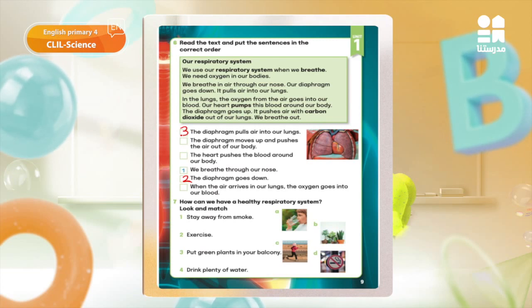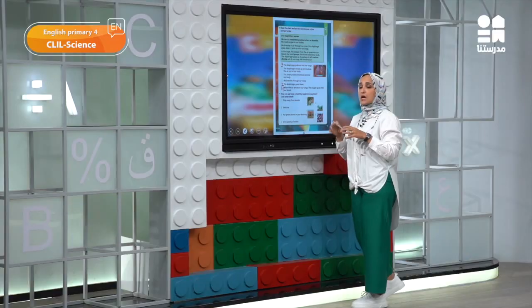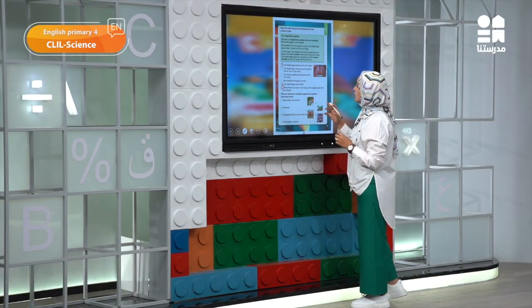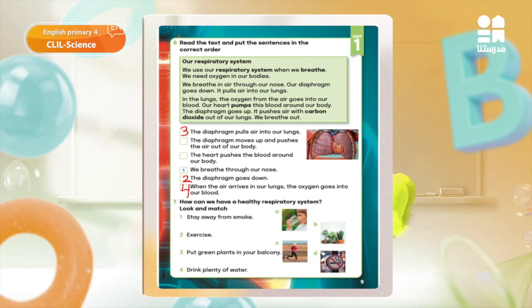What about number 4? Exactly. When the air arrives in our lungs, the oxygen goes into our blood. Very good. So, it's number 4 here. What about number 5? The heart pushes the blood around our body. And the last one, number 6, the diaphragm moves up and pushes the air out of our body. That's number 6. You're doing a splendid job.